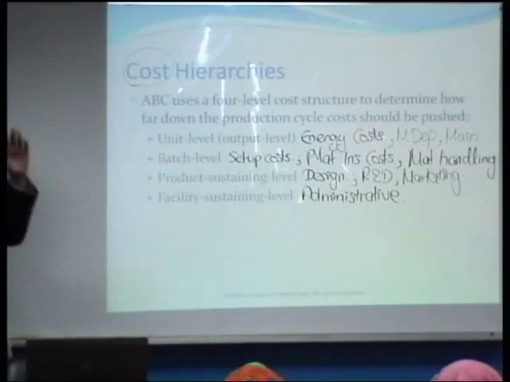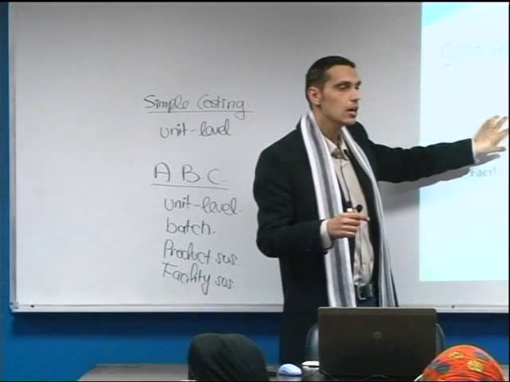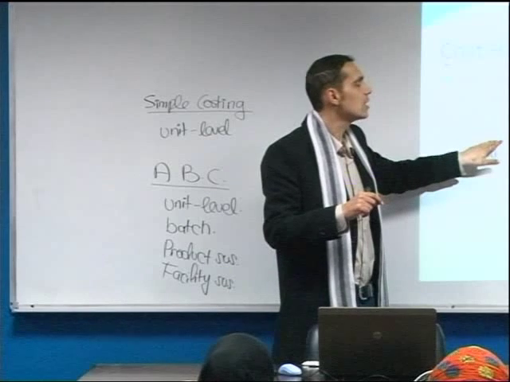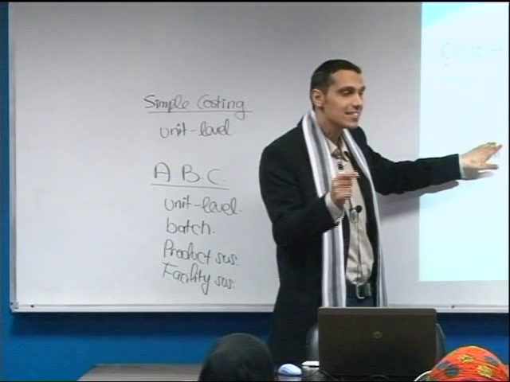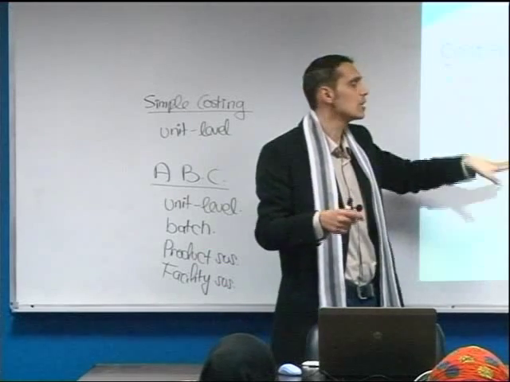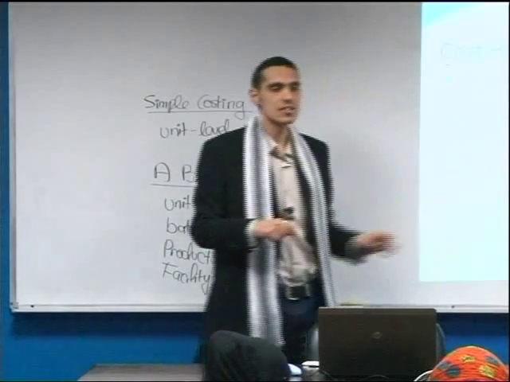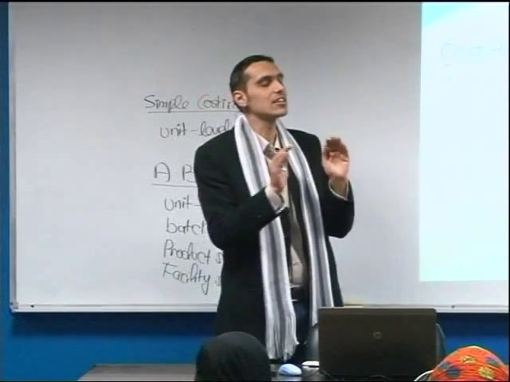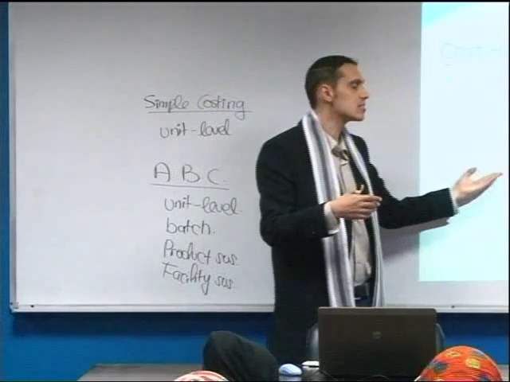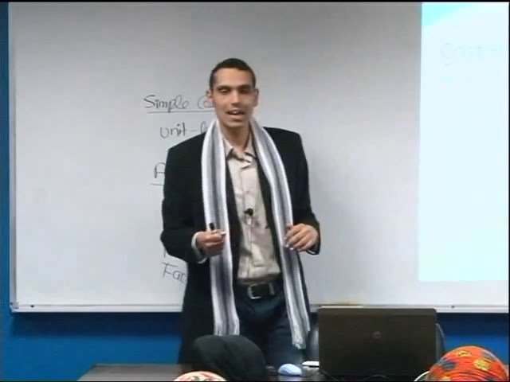Therefore, the administrative support as a whole could not be traced to a specific number of individual units, or related or traced to a group of units, and also it cannot be traced to a specific product. Therefore, it is facility sustaining. That means it gives support or it sustains the processes within the facility or the organization. Any questions?